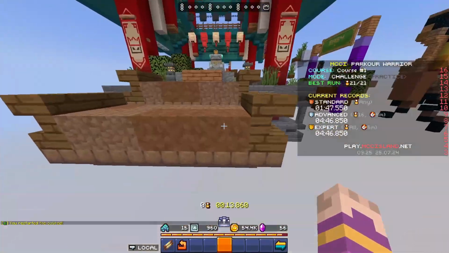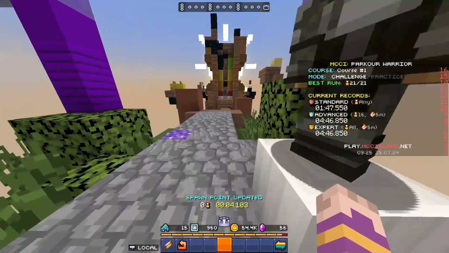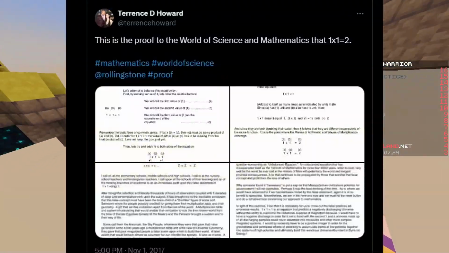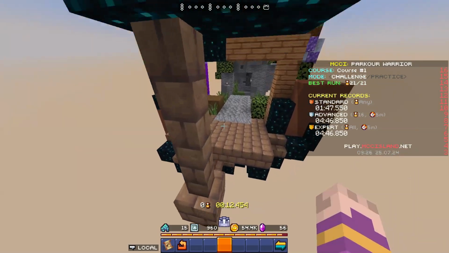Hi, I'm a mathematician and I know why Terence Howard thinks that 1 times 1 is equal to 2. Let's take a look at his tweet. So, this is the proof. I'm gonna stop him right there because it's already wrong. This is not a proof.